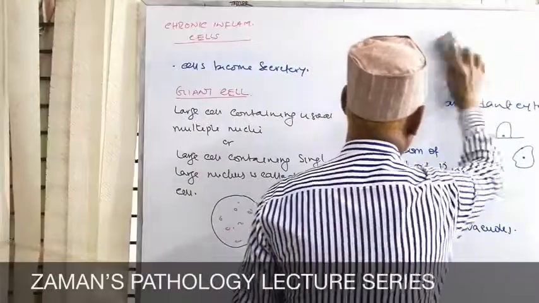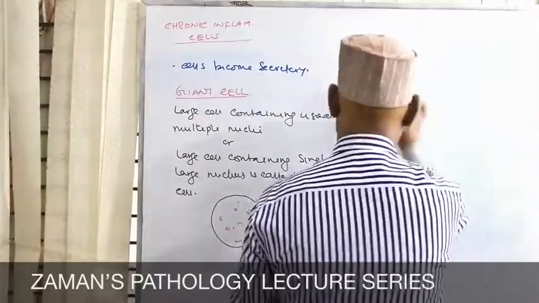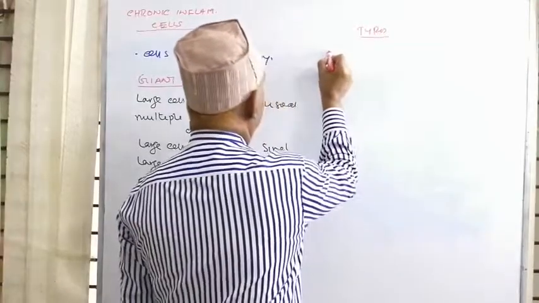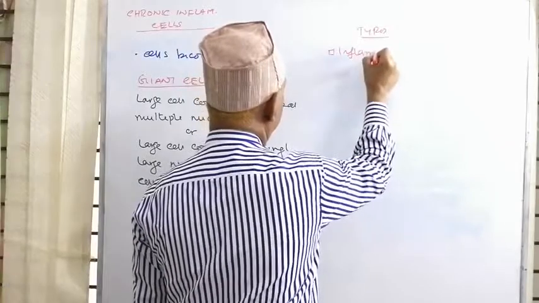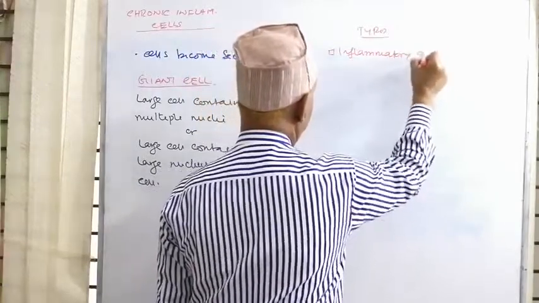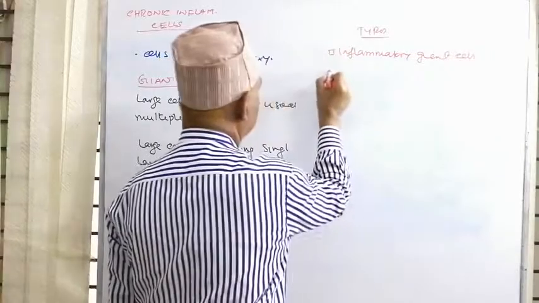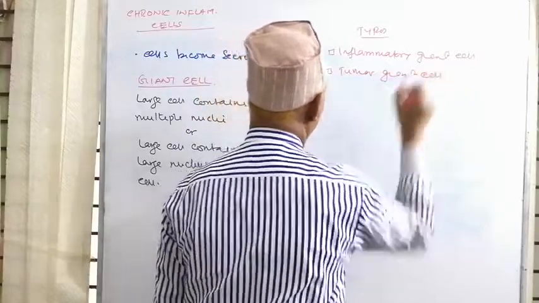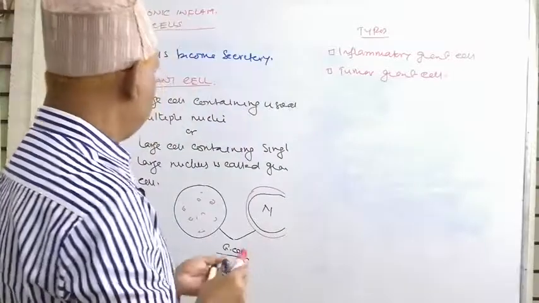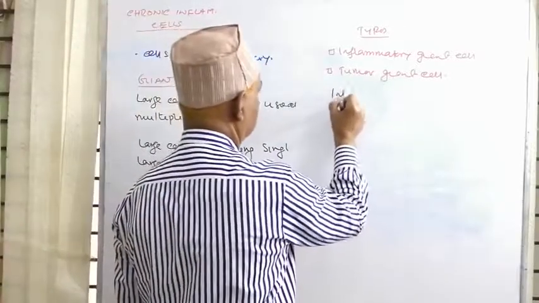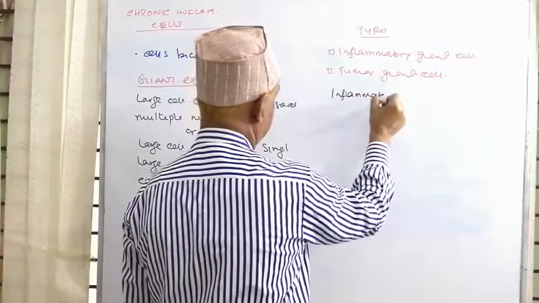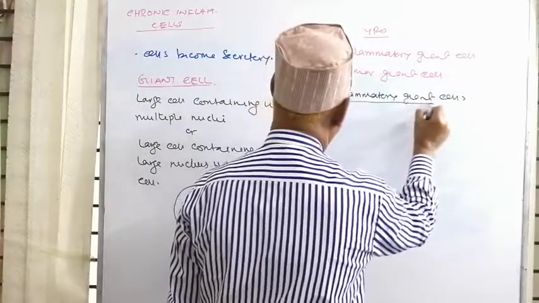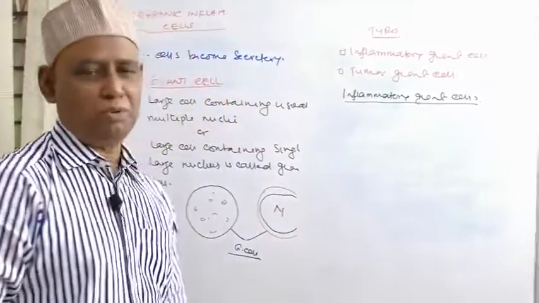Now come to types of giant cell. We have got different types of giant cell. What are those? One is inflammatory giant cell, and another is tumor giant cell. First come to inflammatory giant cell. Inflammatory giant cells are found in different types of chronic inflammation.